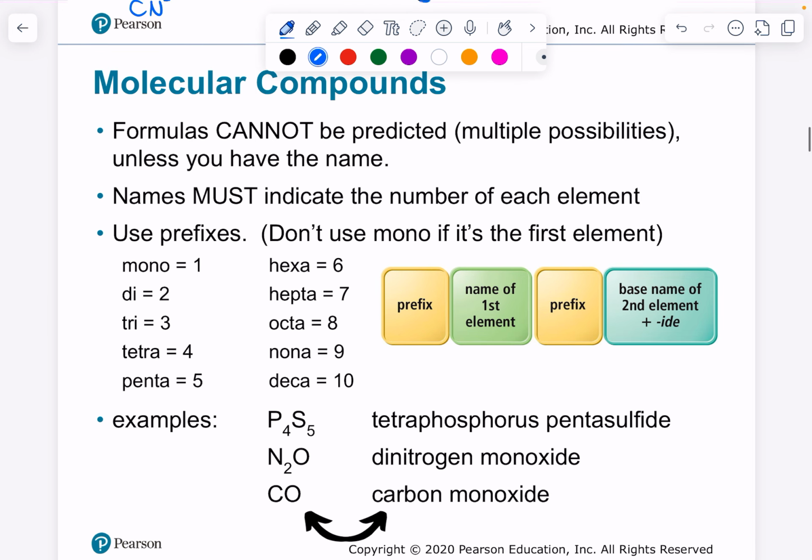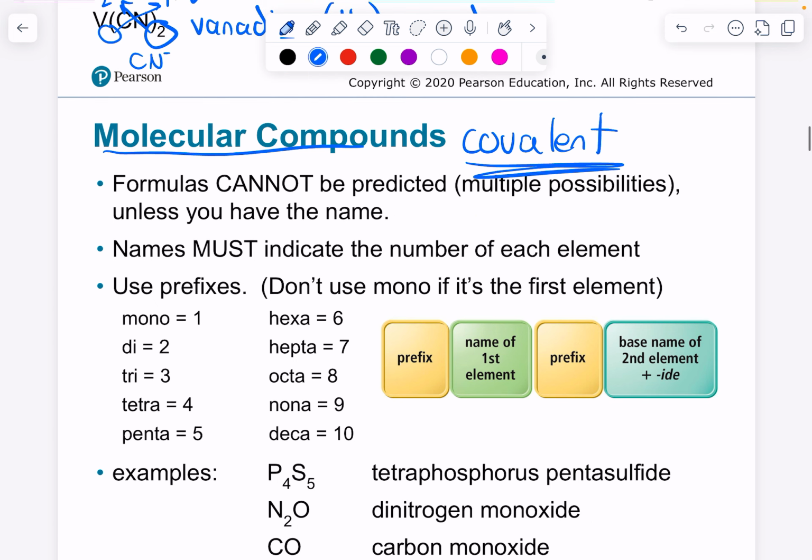Okay, the biggest thing to remember is that molecular compounds, they mean covalent, are totally different than ionic because you can't predict the formula. As a reminder, I've said this a few times, sodium chloride is always NaCl. It can never be Na2Cl or NaCl2. Those cannot happen.